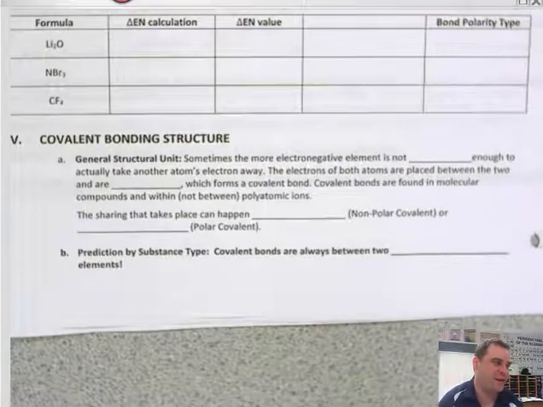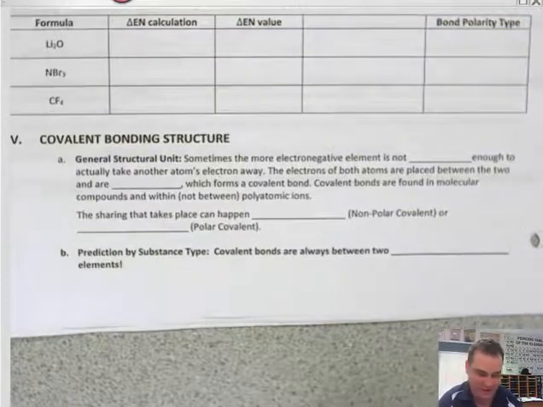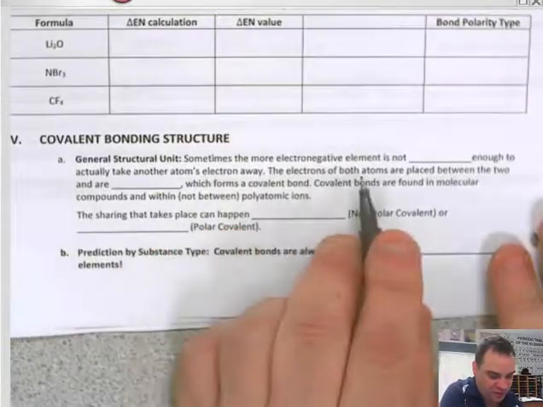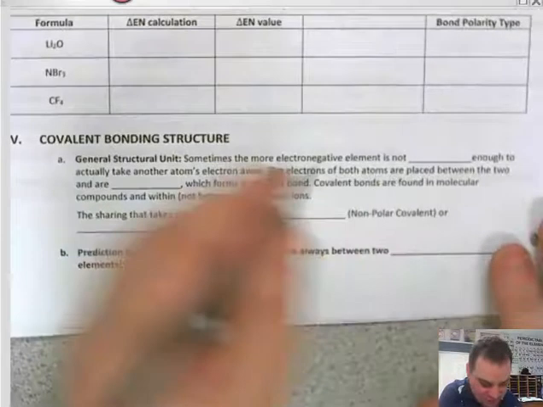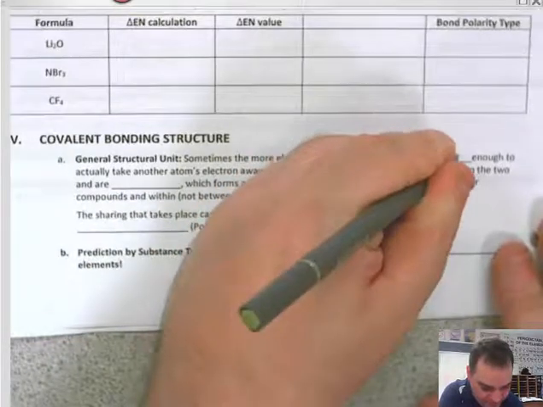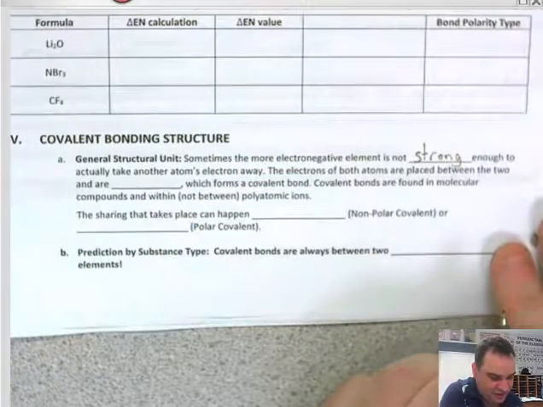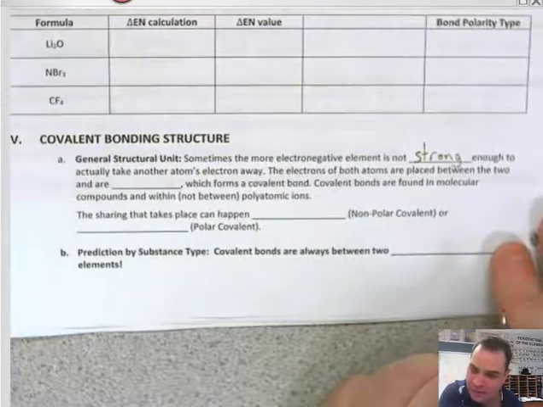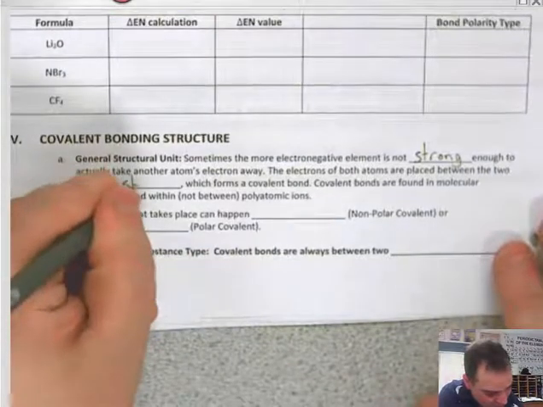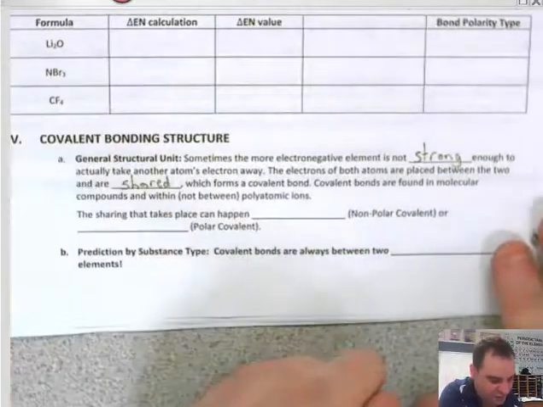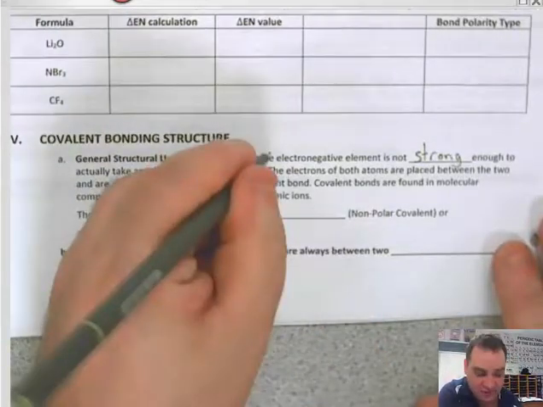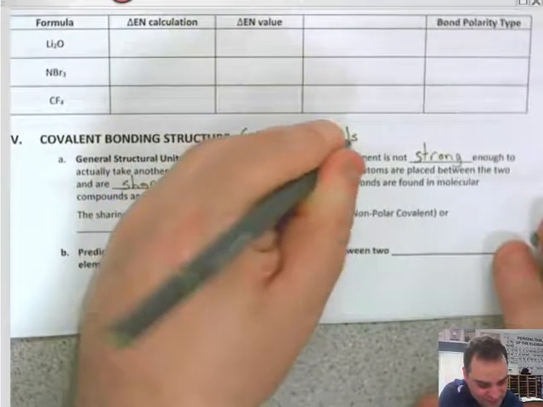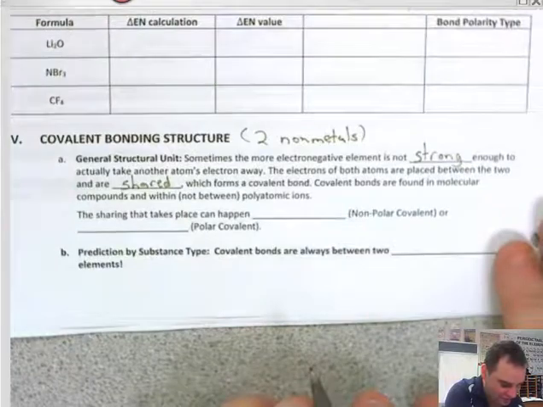Okay, and we're going to discuss covalent bonding structures today. In covalent bonding structures, sometimes the more electronegative element is not strong enough to take another atom's electrons away. The electrons of both atoms are shared between the two, which is a covalent bond. Remember, in covalent bonding we're talking about two non-metals. And there are two ways to share.